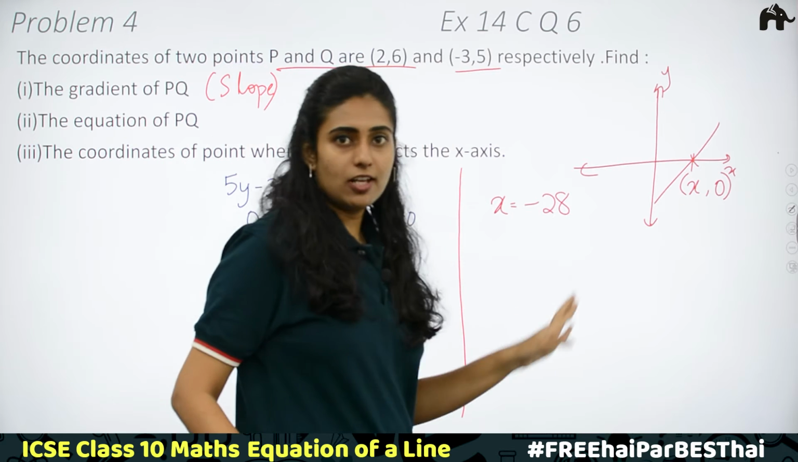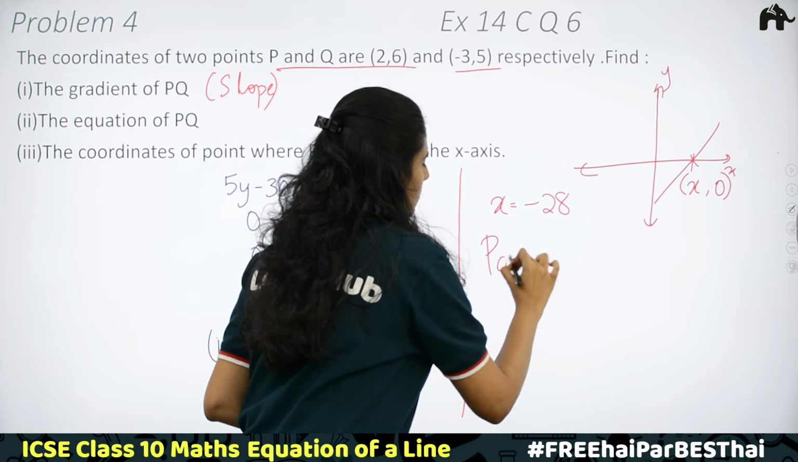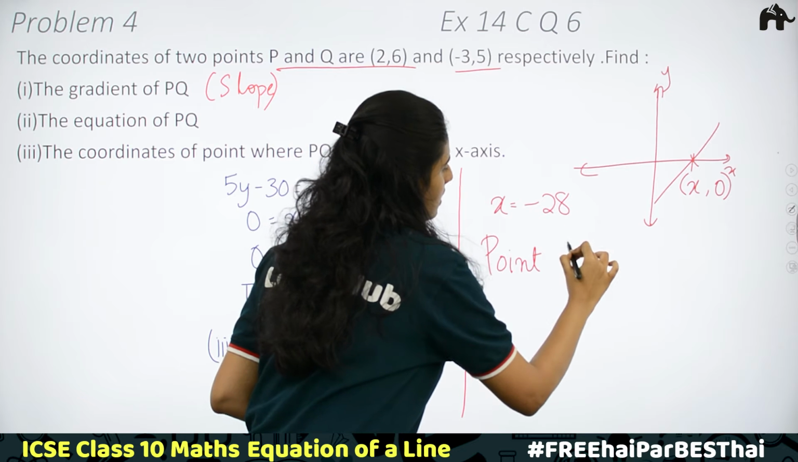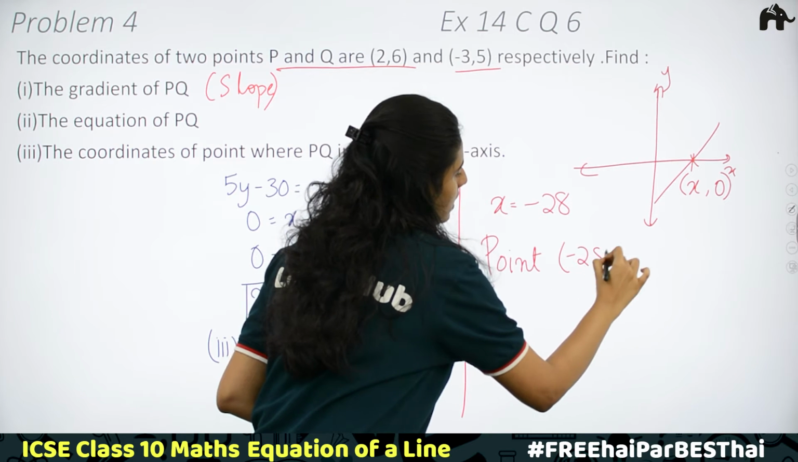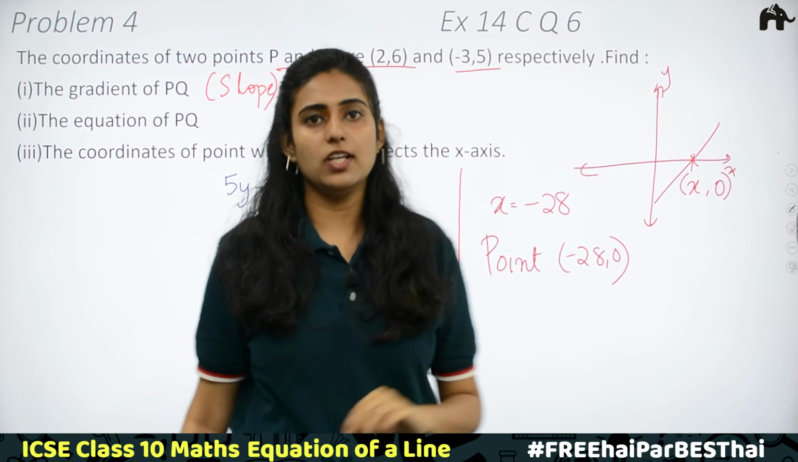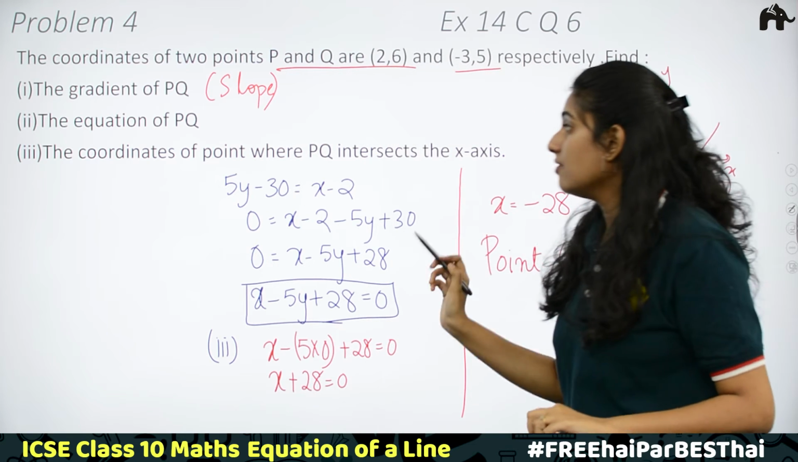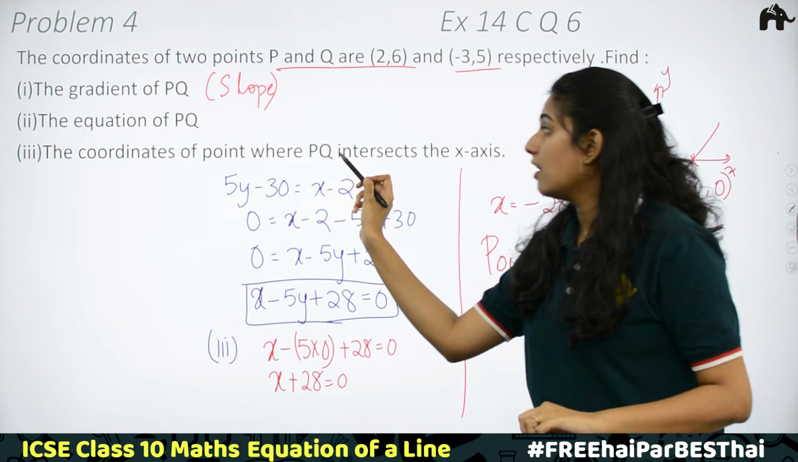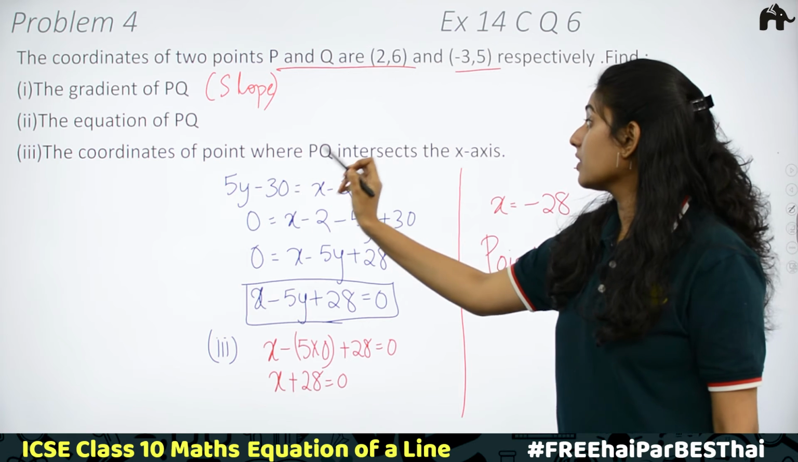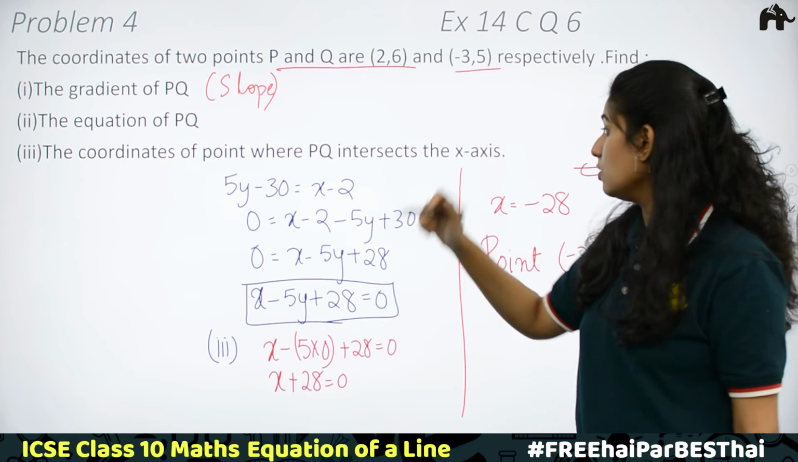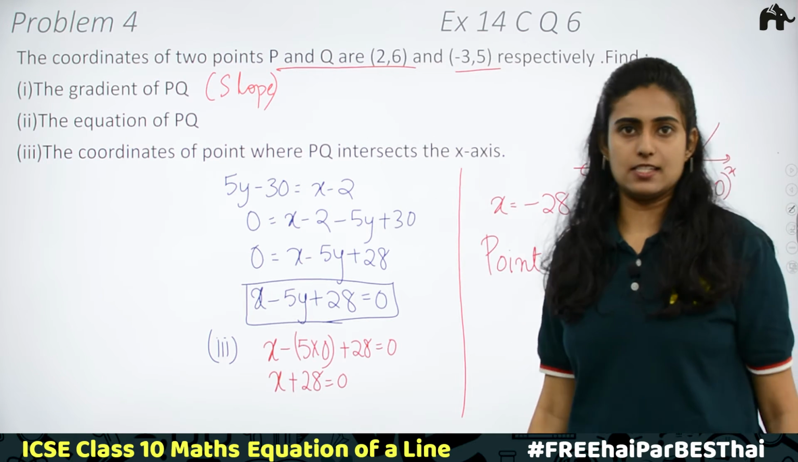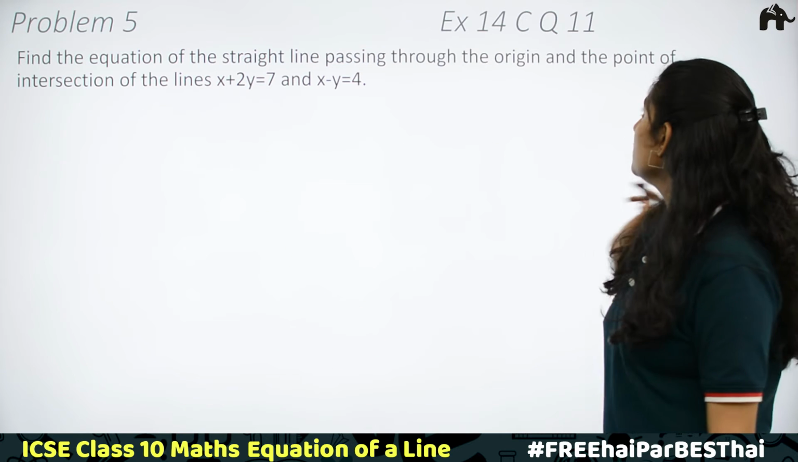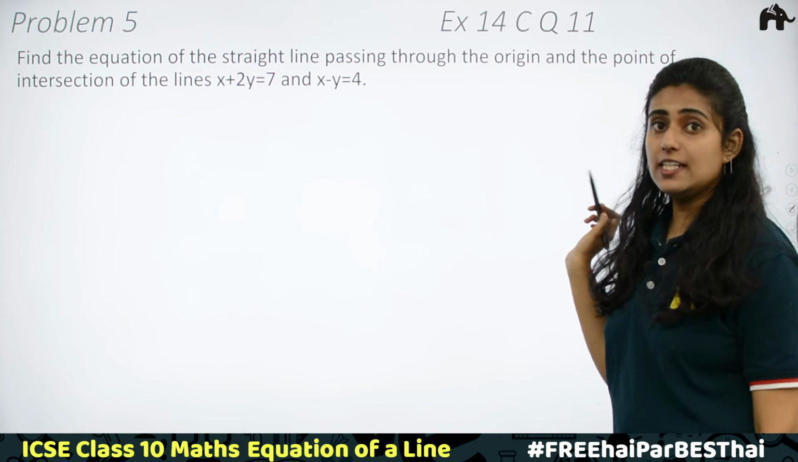Already we know the y value. So, the point is minus 28, 0. So, minus 28, 0 is the point where the line PQ intersects the x-axis. Clear? Next, problem 5, question 11 of exercise 14C.